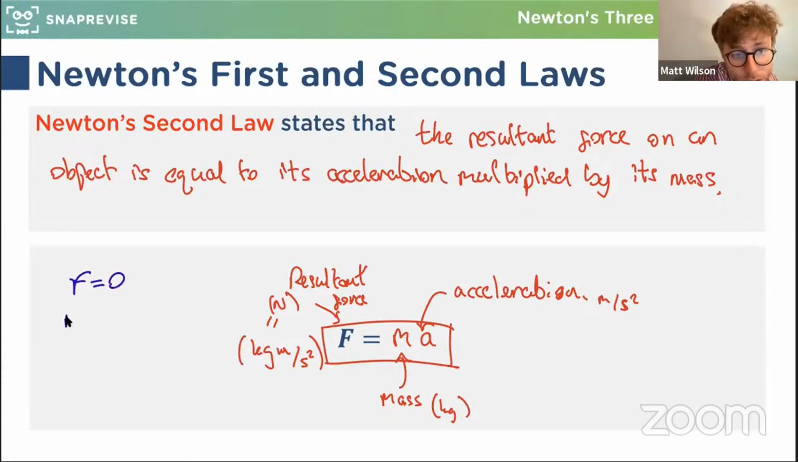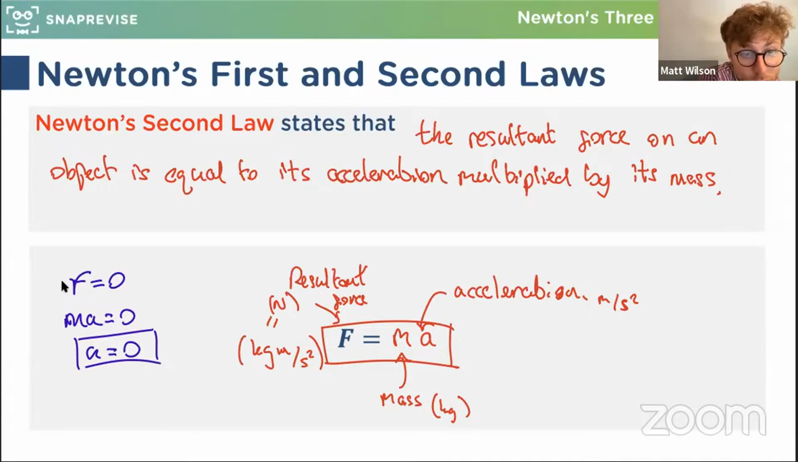If the resultant force is zero, the mass times the acceleration is zero. And if the mass times the acceleration is zero, assuming your mass is not zero, that means your acceleration is zero. And that's where Newton's first law comes in. If there's no force, your acceleration is zero, meaning whatever velocity you had, you'll just continue to have forever. Okay, we'll talk about that more later.